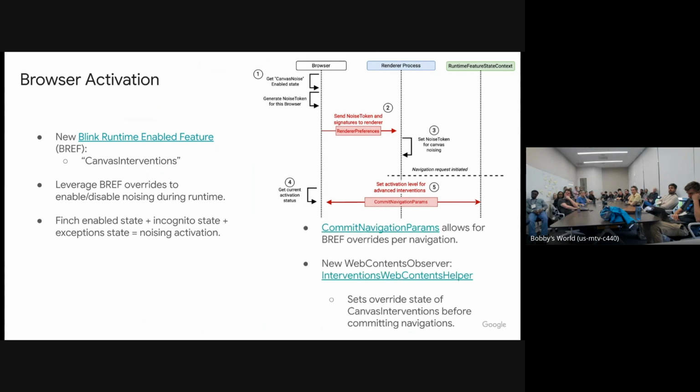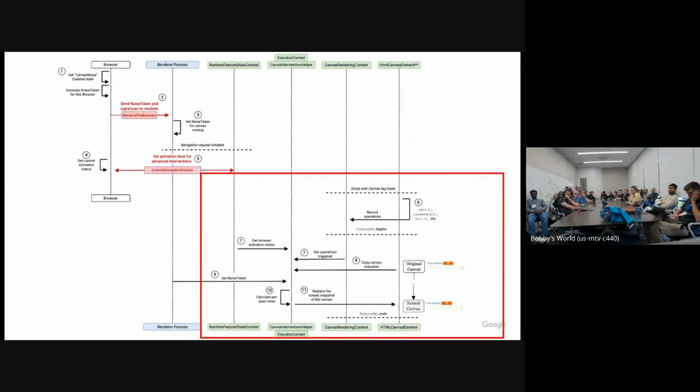Yeah, so how Blink runtime enabled features work, we essentially use something called the commit navigation params. Basically this is a mojom that overrides the feature flag values per navigation into the render process. So we have a new web contents observer called the interventions web contents helper. It sets the override state of the canvas interventions flag before we commit any navigations, and then once we commit navigation, the render process has this updated value.